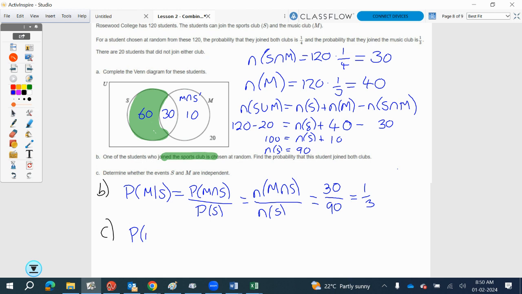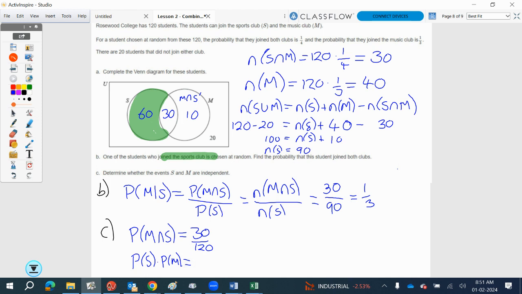The sports club and the music. Intersection or union? We need the probability of the intersection of these two. That would be what? 30 over 120. We need the probability of, what's the other one? No? Find the formula on the formula sheet that we're talking about. Independent events. So we need the probability of S times the probability of M.